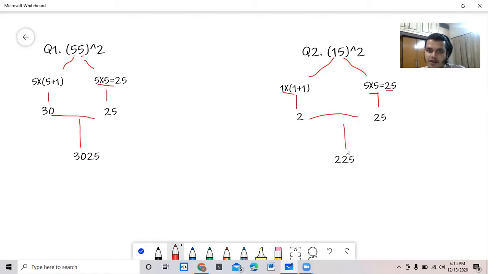But one note of precaution is that this trick will only work when the unit digit is 5. So this is to keep in mind while squaring any numbers, that this particular trick will only work when the unit digit is 5.